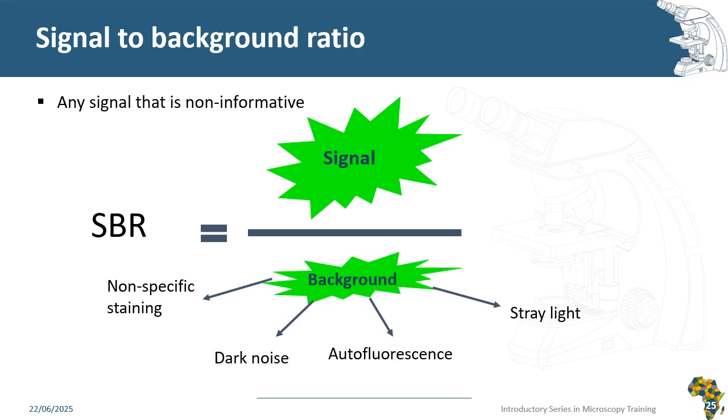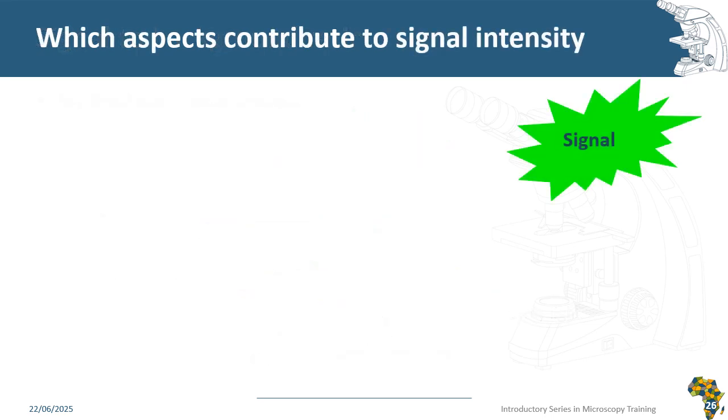Instead, the background, as we say, is signal that is not informative. For example, non-specific staining, autofluorescence, stray light, and noise called dark noise. You can also calculate a measurement that is the signal to background. Now, just a slide about what aspects contribute to signal intensity, because you remember you have a signal to noise ratio and signal to background ratio.